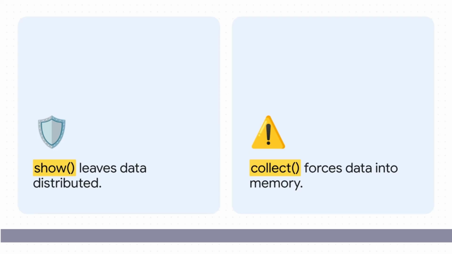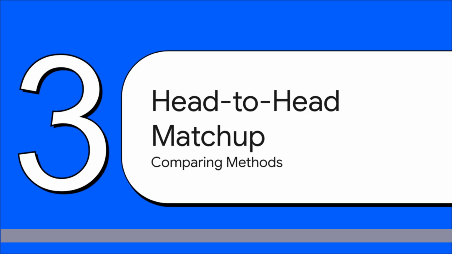And this brilliantly illustrates the exact memory implications we're dealing with. The show method leaves the data safely distributed and only pulls exactly what it needs to display a little sample. But collect forces all of that distributed data into the driver's limited memory. It's the ultimate bottleneck. Think about it. It completely defeats the whole purpose of distributed computing if you just pull it all back to one single place anyway.